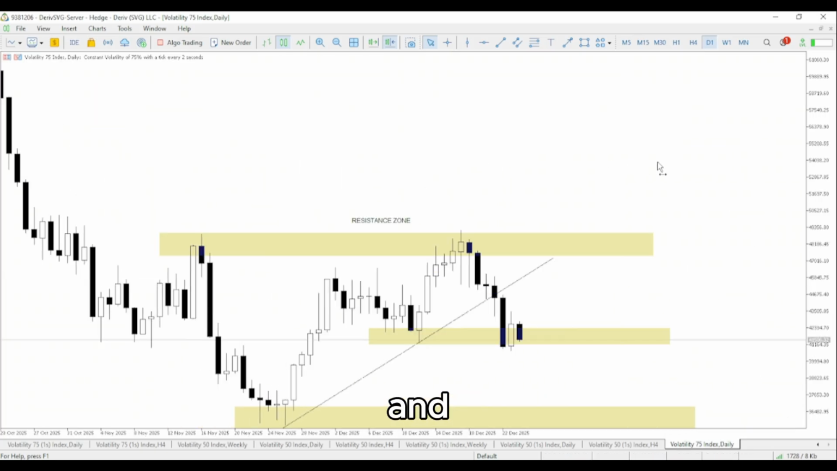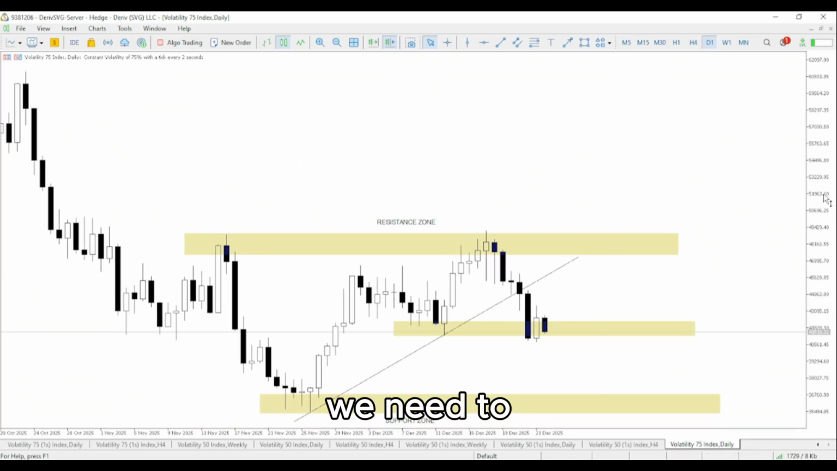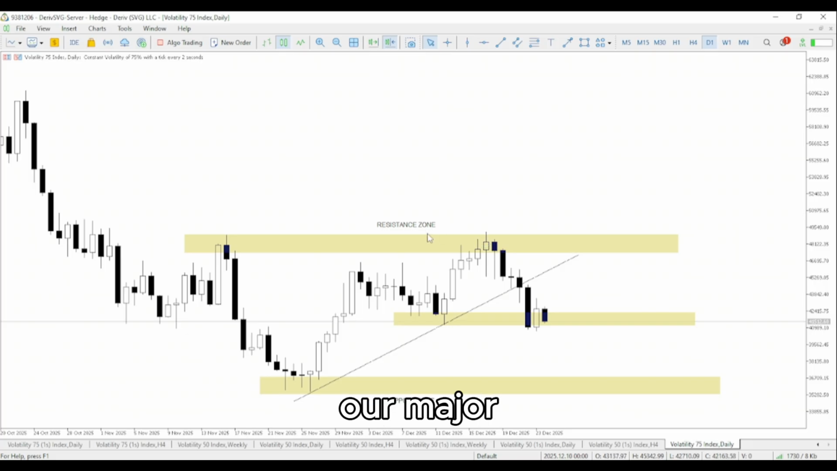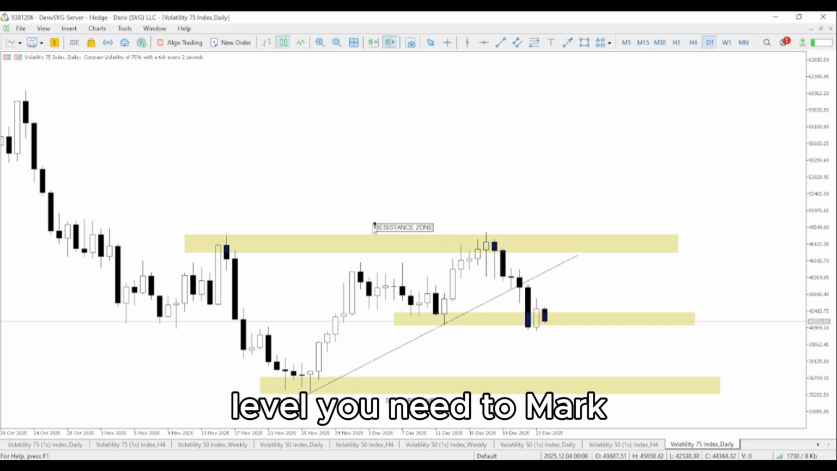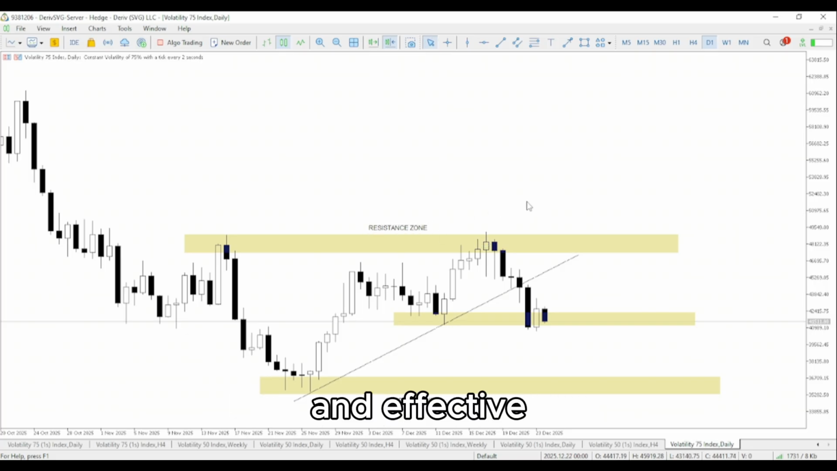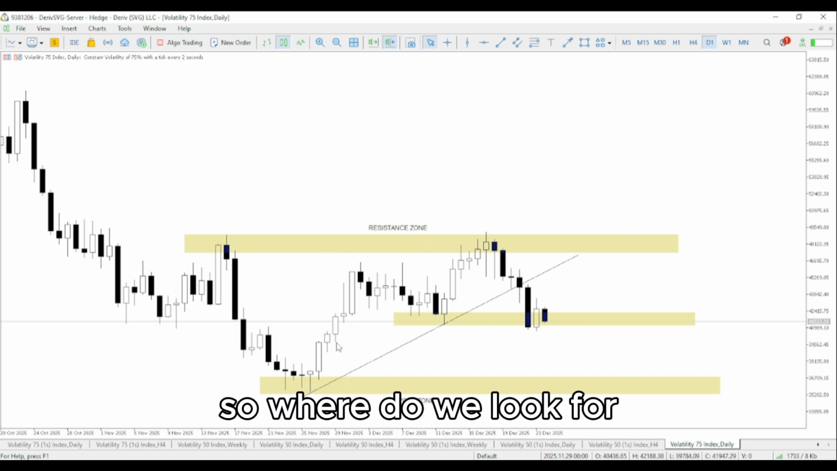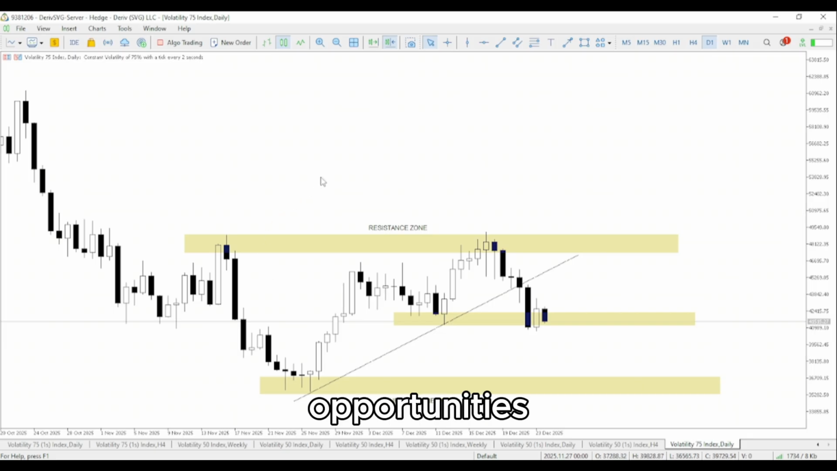You understand? And for us to look for selling opportunities, we need to mark our key levels, our major key levels. You need to mark those effective key levels, like what we have done here. We mark our resistance level and our support level. So where do we look for sell opportunities? From your resistance level, because the market is in a downtrend. So now you mark your resistance level.